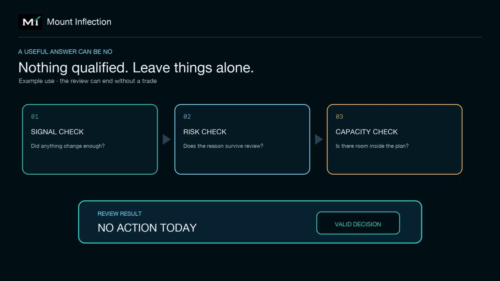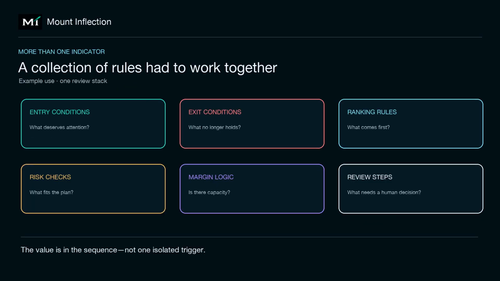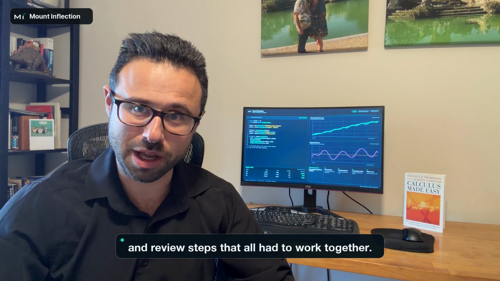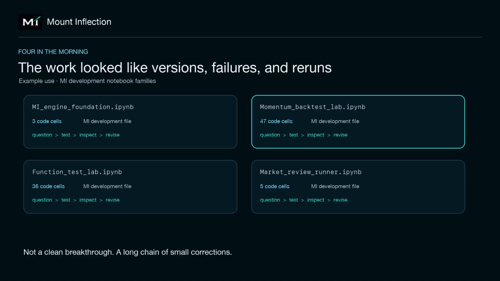That last one matters more than people think. A system that always produces an answer is not necessarily useful. Sometimes it is just forcing activity. So I wanted the program to be allowed to say nothing changed enough today. Leave things alone. That meant I was not building just one buy indicator. I was building a collection of entry conditions, exit conditions, ranking rules, risk checks, position logic, and review steps that all had to work together.